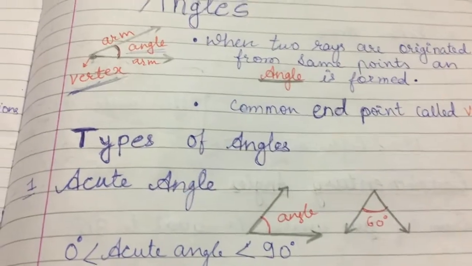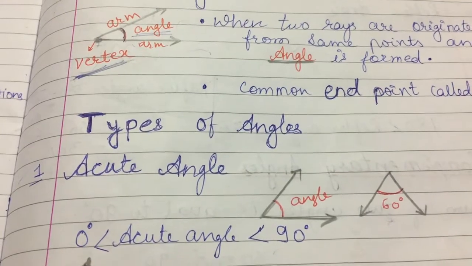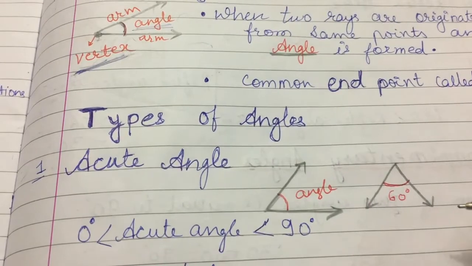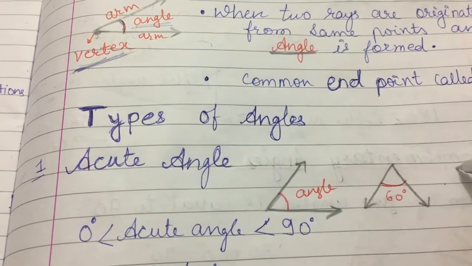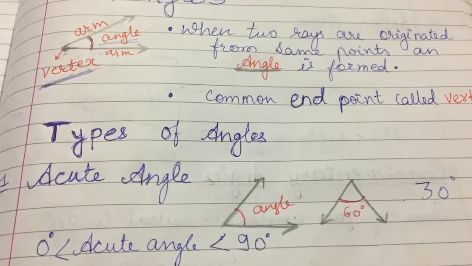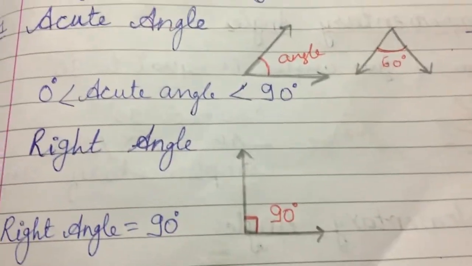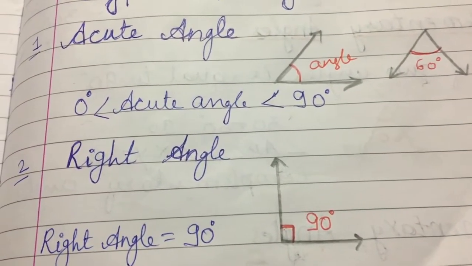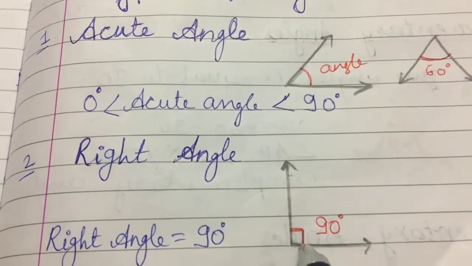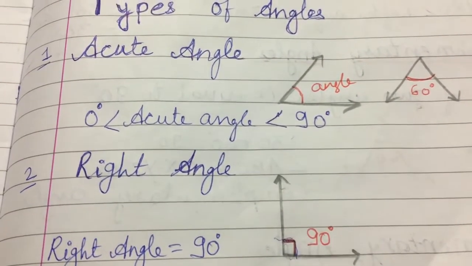Here are some types. First is the acute angle, which is greater than 0 degrees but less than 90 degrees. Here I took 60 degrees as an example. You can take 30 degrees also. So it is your acute angle. Next is your right angle. A right angle is always 90 degrees and it is in the shape of an L. Here this is your corner angle, that is your 90 degrees.